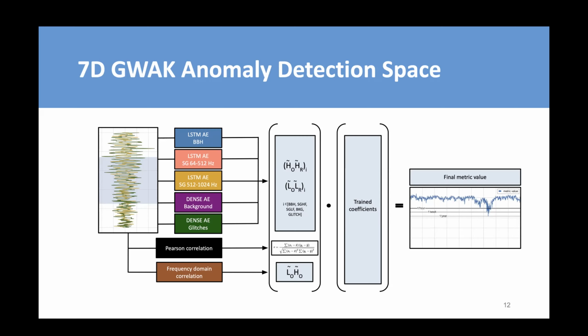when you have an anomalous event. And so you can set some false alarm rates on how frequently you dip to these metric values. Basically you just look for another kind of triggering threshold, but combining a 7D anomaly detection space into this final metric.